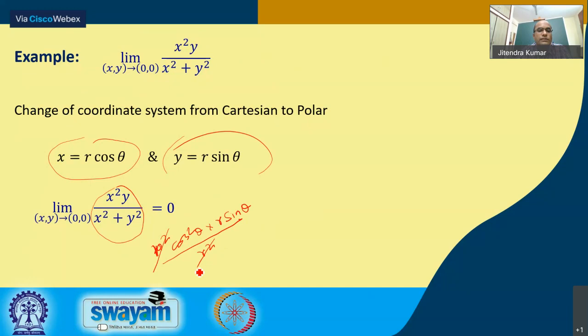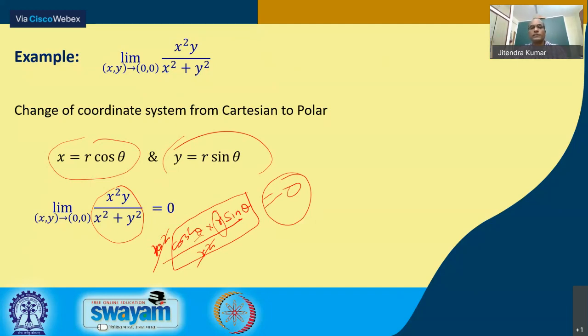So this r square and r square will be cancelled, and we are talking about r tends to 0. So when r tends to 0, everything will be 0, because cos square theta and sin theta are just bounded functions. So we get equal to 0, and clearly in this case the limit is 0. The limit here is 0 because it is not depending on theta. Irrespective of theta, it is independent of theta, we got the limit 0.